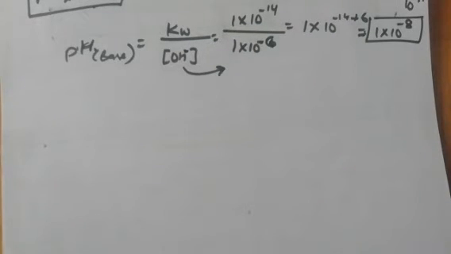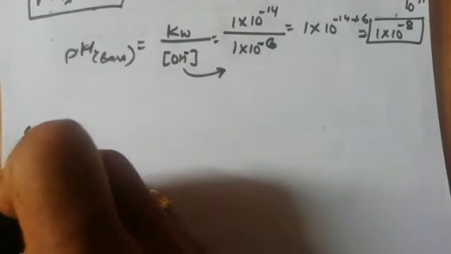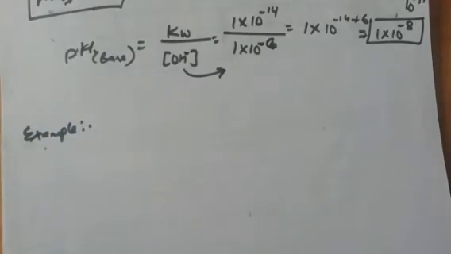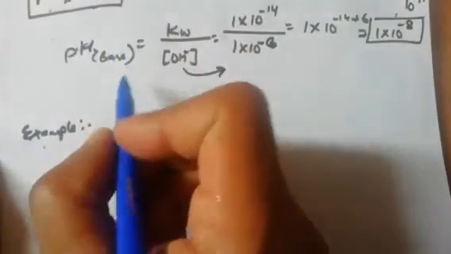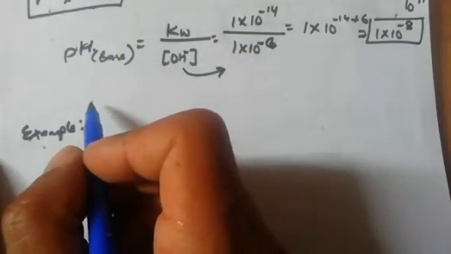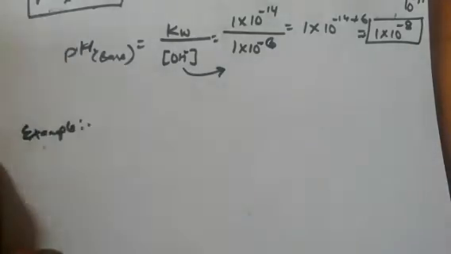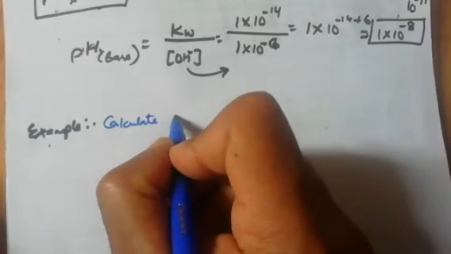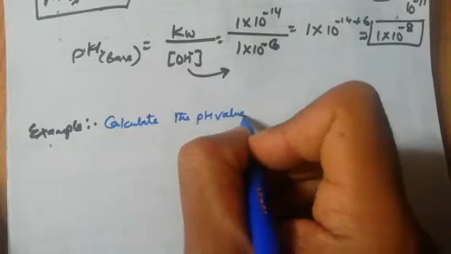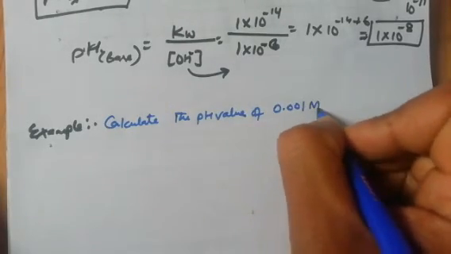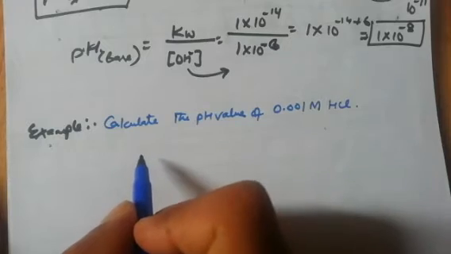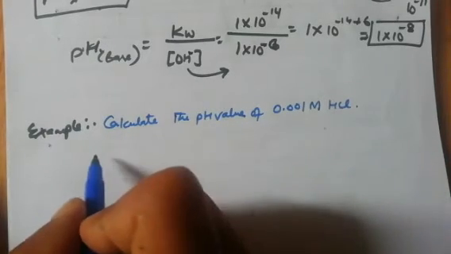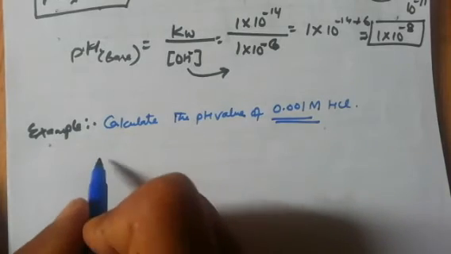So let's take an example of a question. Which type of question is coming? I am taking one numerical question. Calculate the pH value of 0.001 mole of HCl. The 0.001 mole needs to be converted first.